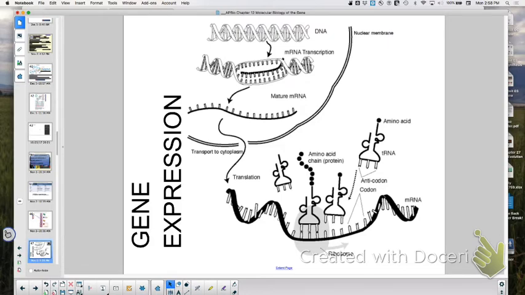Once it's been spliced, capped and tailed, it can leave the nuclear envelope and go out into the cytoplasm and get on a workbench. What's our workbench called? But first the small ribosomal subunit, the mRNA, gets on there. The very first tRNA is going to land in what spot? P spot. Always start in the P spot. Okay? In the P spot. And remember, the codon is going to be AUG.